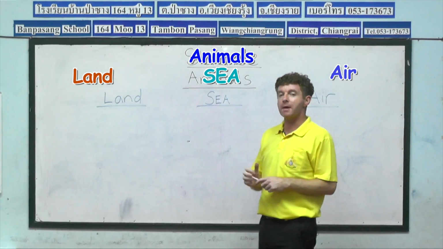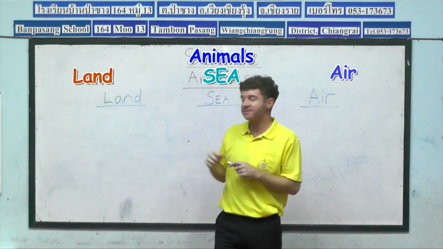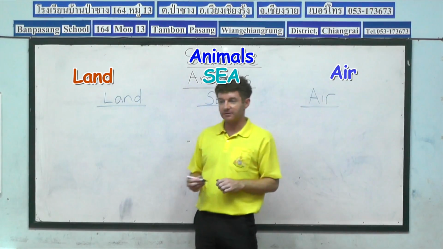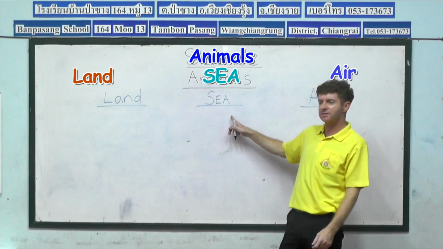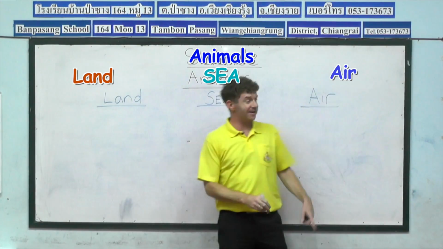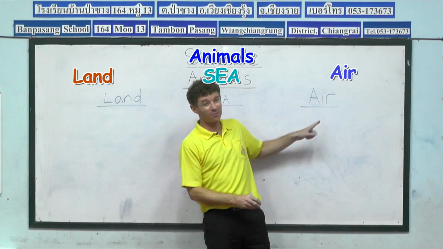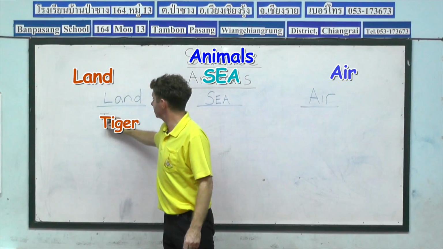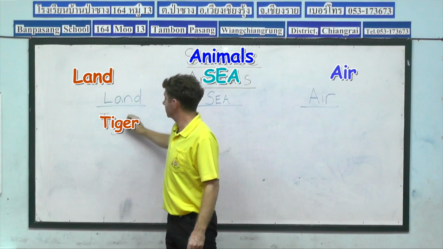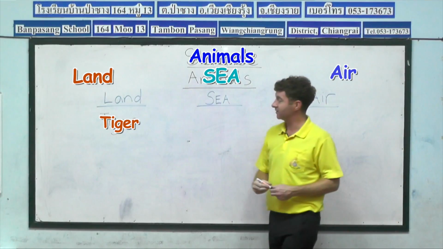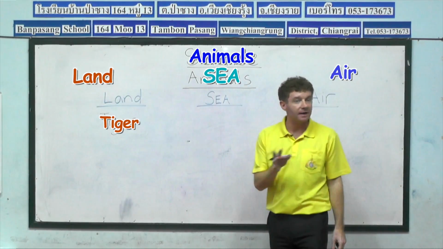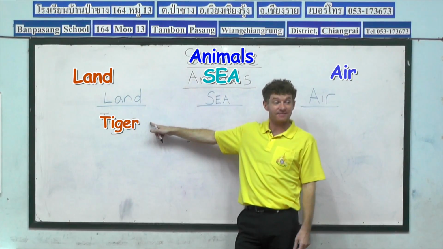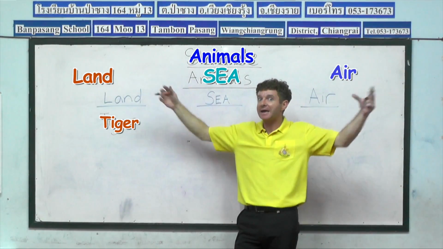So, who can remember some examples of land animals? What animals can we find on land? Tiger. Yes, a tiger. Can a tiger be found in the sea? No. Can a tiger be found in the air? No. Tiger is a land animal. So tiger, T-I-G-E-R. Tiger. Okay, land animals, guys. A cat. You know, a tiger is an example of a cat. A tiger is a big cat.